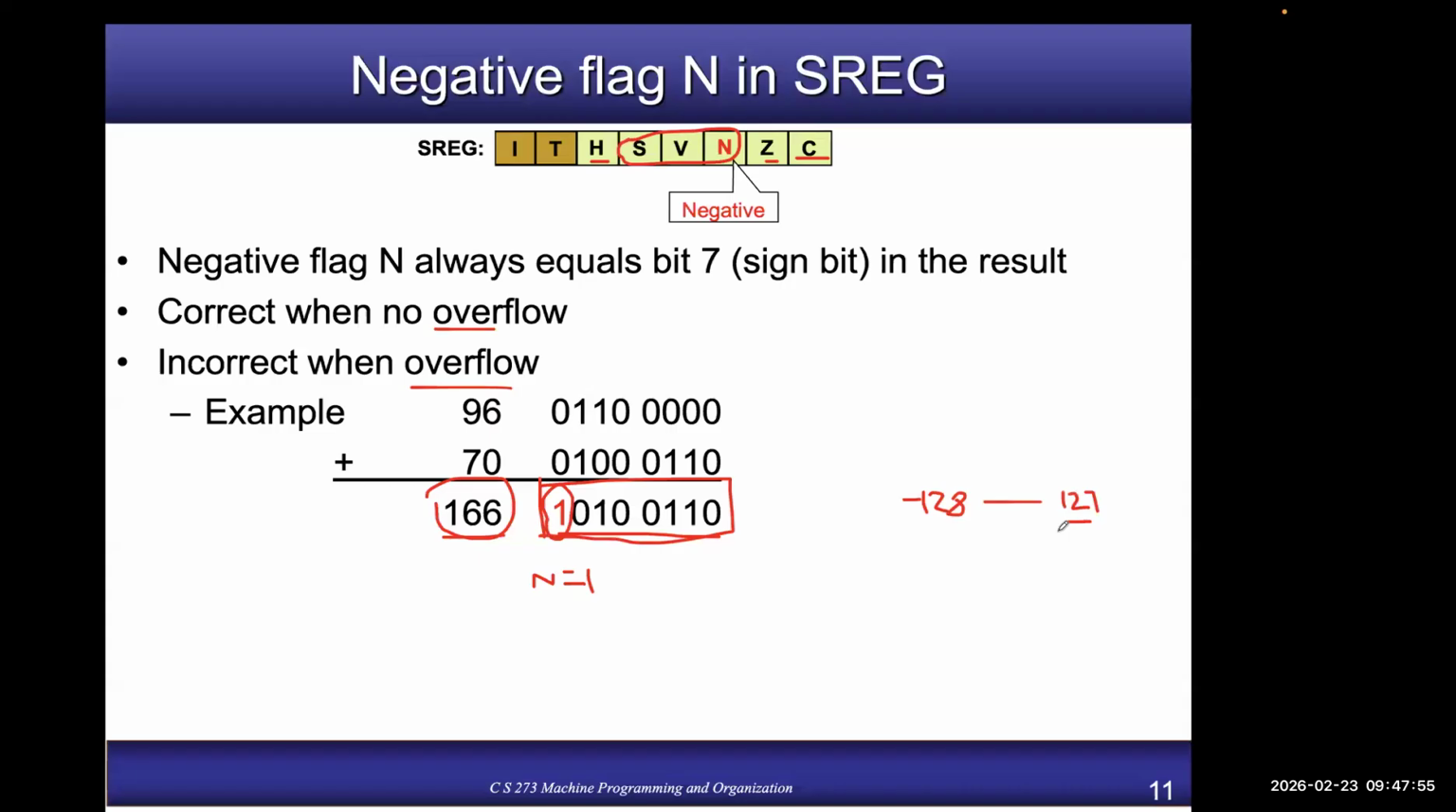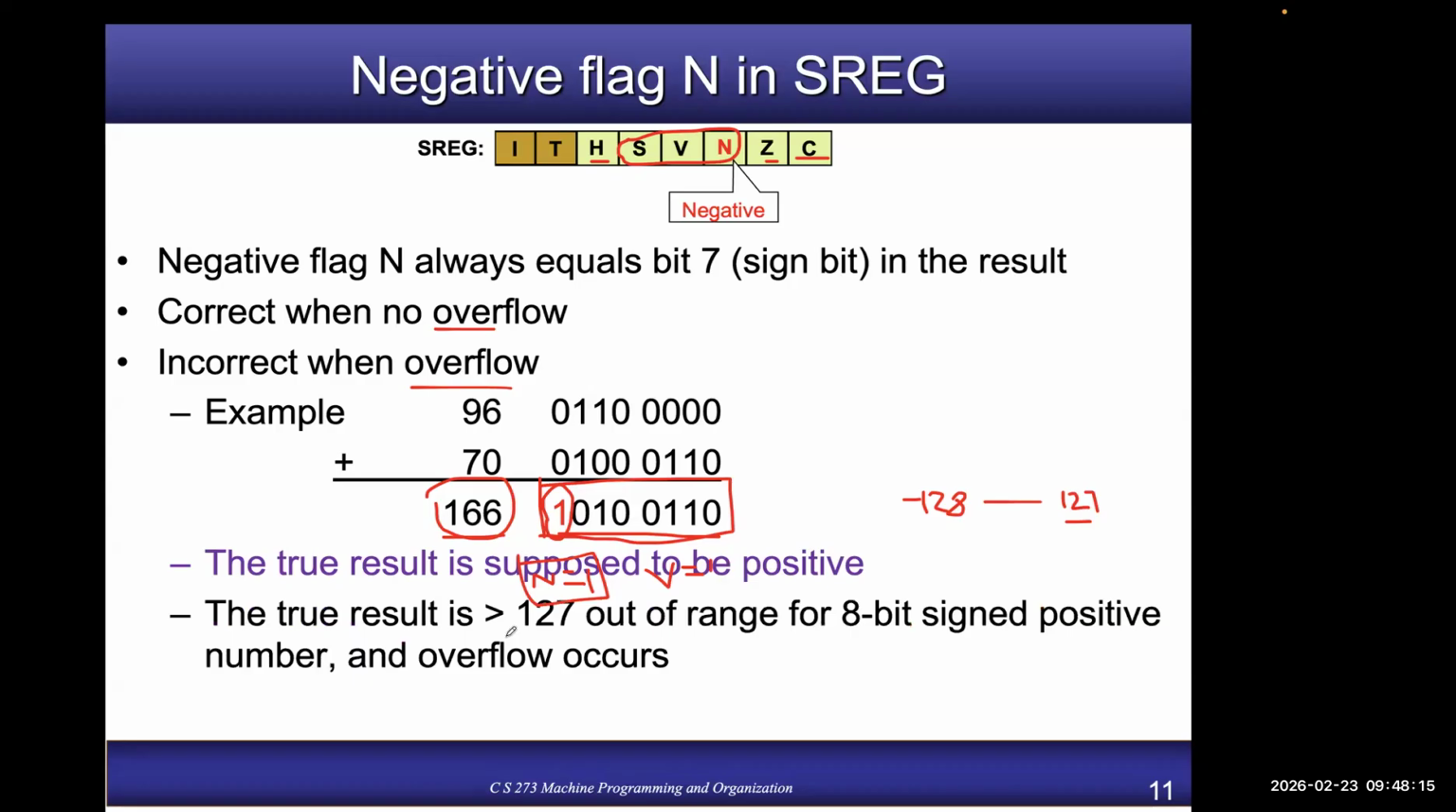My result is positive, but the problem is that it is greater than 127, so it cannot be contained in an 8-bit register. So there is an overflow. Since there was an overflow, N is giving me wrong information here. The result is supposed to be positive, 166. The true result is greater than 127, which is out of range for an 8-bit signed positive number, and therefore overflow occurs.